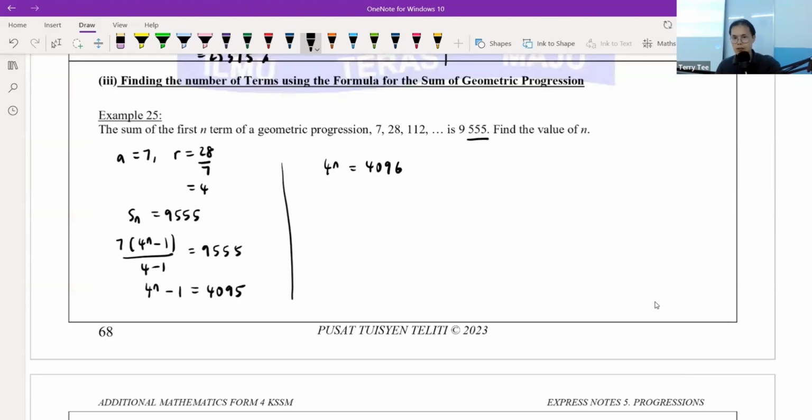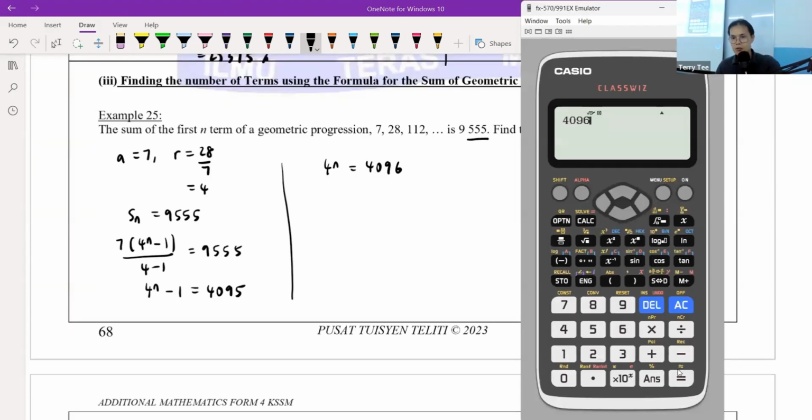4096, we can use our calculator and just do this. Shift factorize is 2 power 12. Okay, well, it's a bit hard because this is base 4. So I think I'll just take 4 power 6. 4 power 6. You see that?